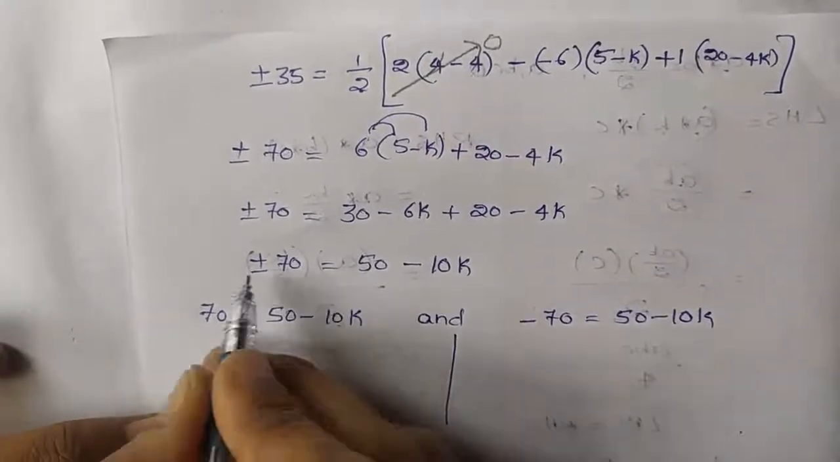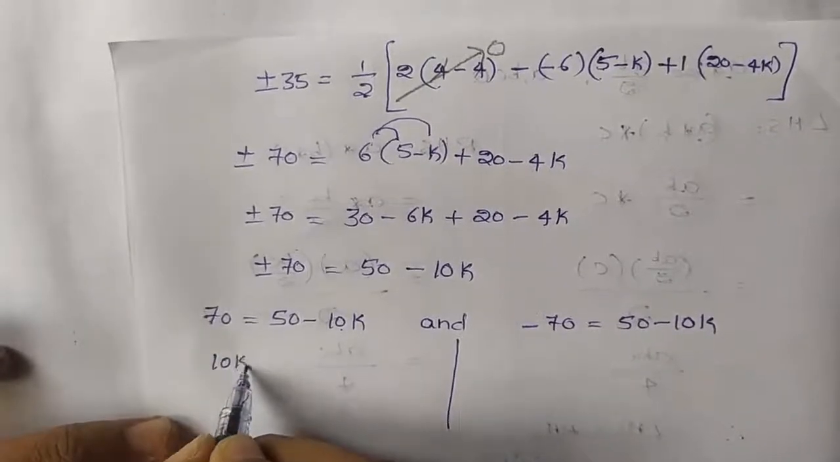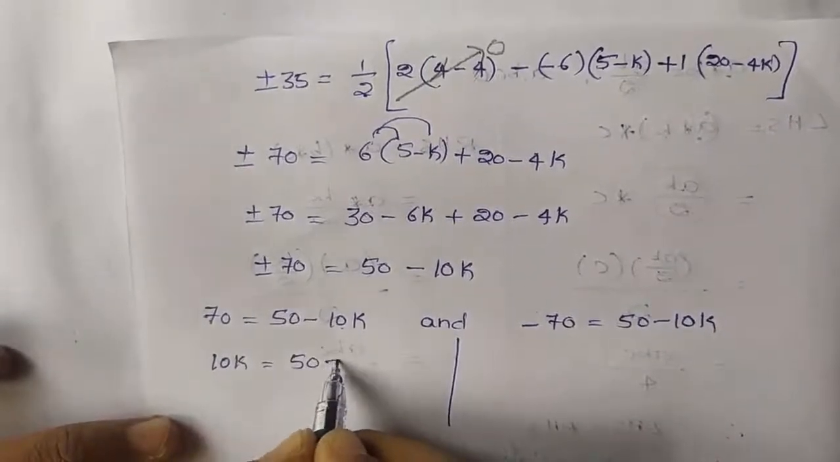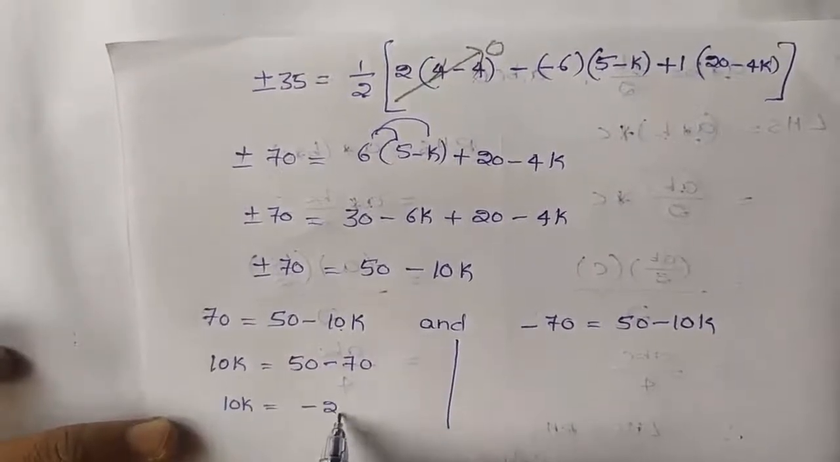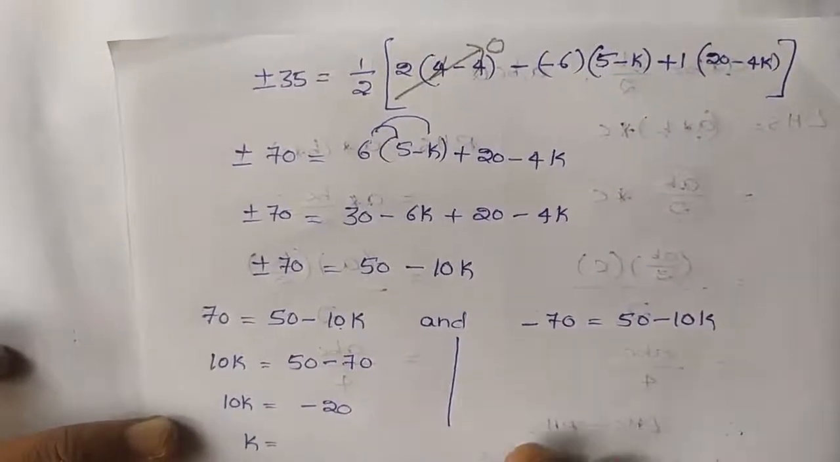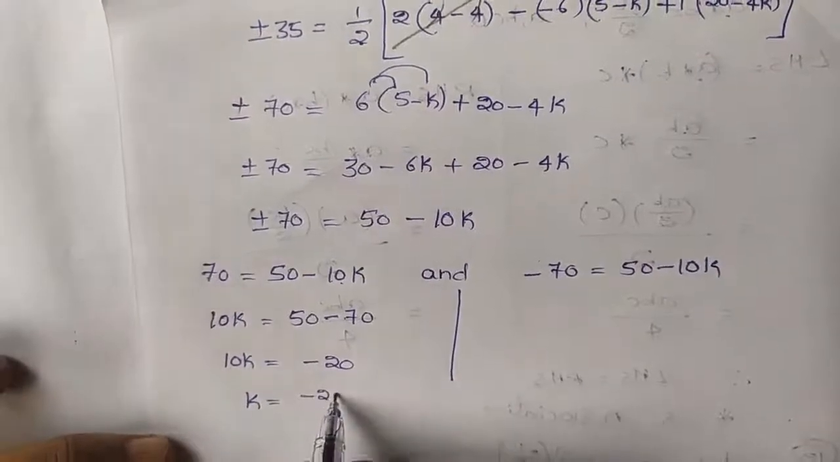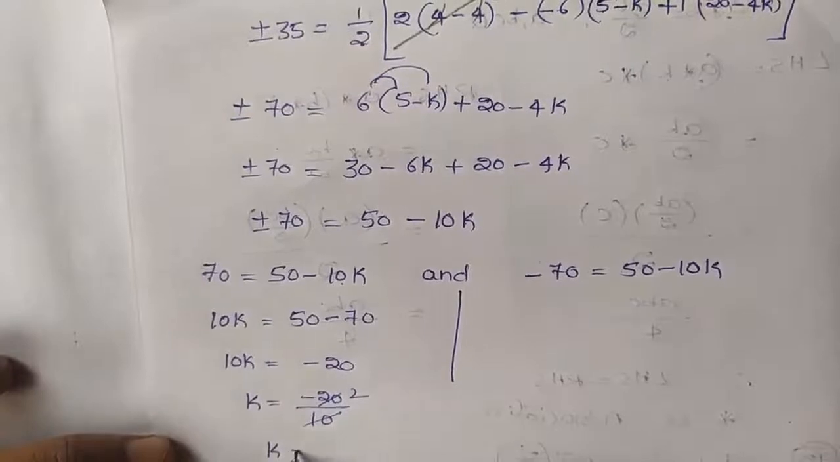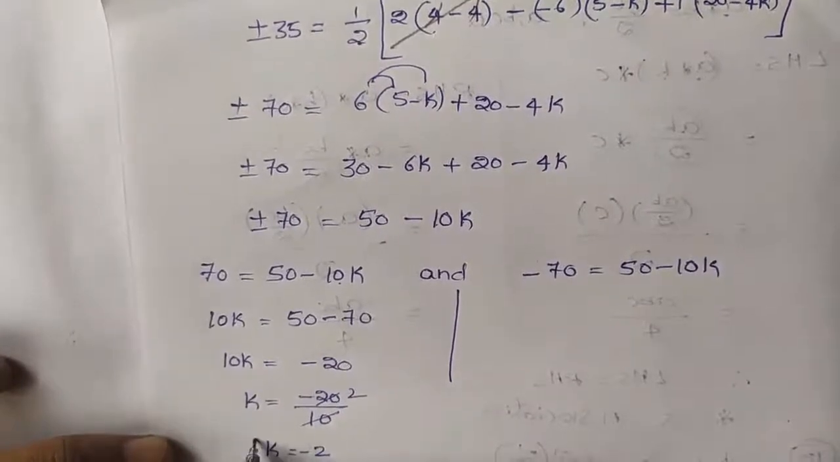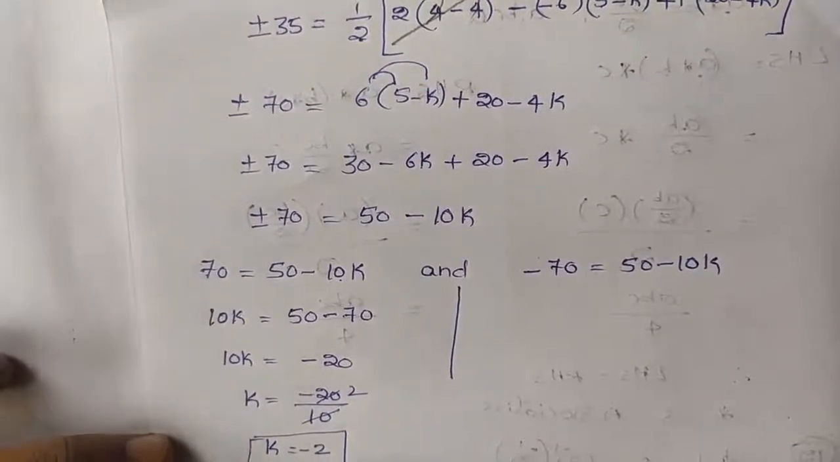Take this minus 10k to the left. So 10k equals 50 minus 70. 10k equals minus 20. So k equals minus 20 divided by 10. So k equals minus 2.